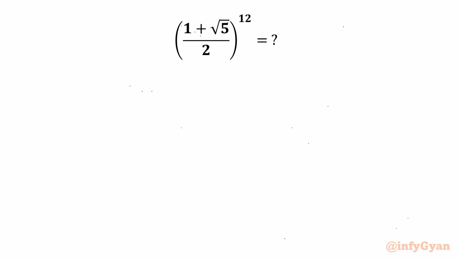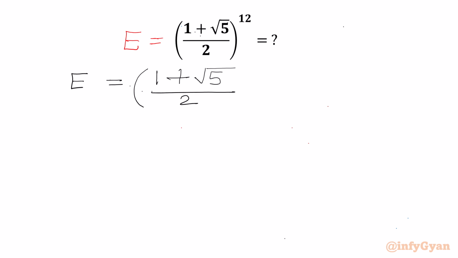In this video, we are going to take up one very interesting question from algebraic expressions. Here we have to evaluate ((1 + √5)/2)^12. So let's get started by considering this expression equal to E first. Now we can write our expression E as E = ((1 + √5)/2)^12. We can factor 12 as 3 times 4.